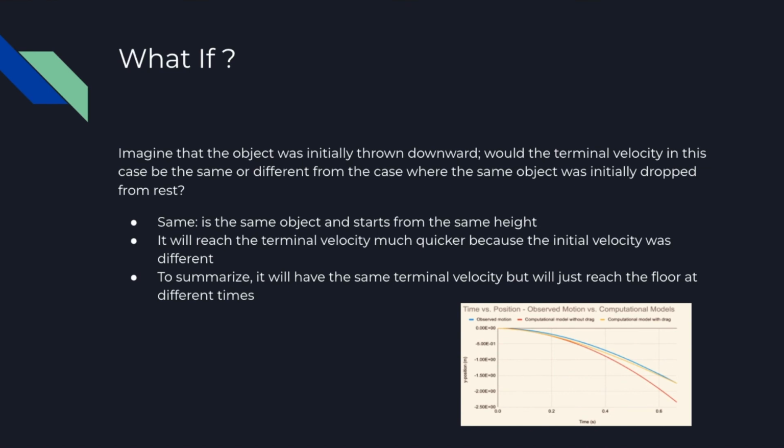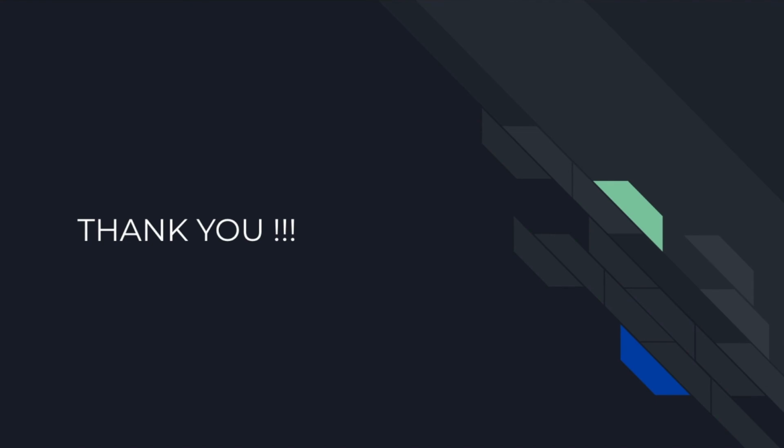So what if one of the objects was thrown downward? We would say that the terminal velocity is the same because it starts from the same height and the same object. However, the one that was thrown downward will reach terminal velocity quicker because its initial velocity was different. To summarize, they will both have the same terminal velocity, but will just reach the floor at different times.